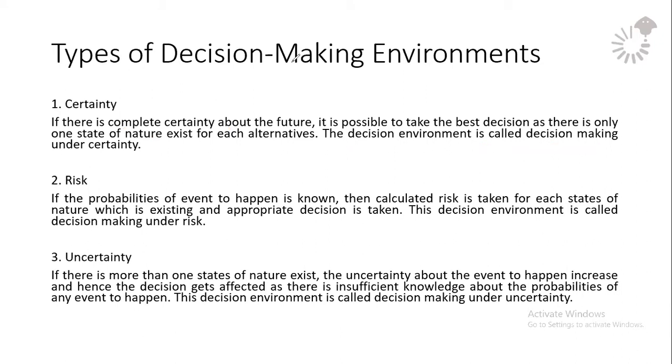Number 2, risk. Can you read, please read, Rabs? Number 2, Rabs. Risk. If there are probabilities of event to happen is known, then calculated risk is taken for each state of nature which is existing and appropriate decision is taken. This decision environment is called decision making under risk. Thank you, Rabs. Now, for risk, your outcomes o yung meron at wala mo, meron silang probability to happen. There's a numerical value na mangyayari yung meron, na mangyayari yung wala.